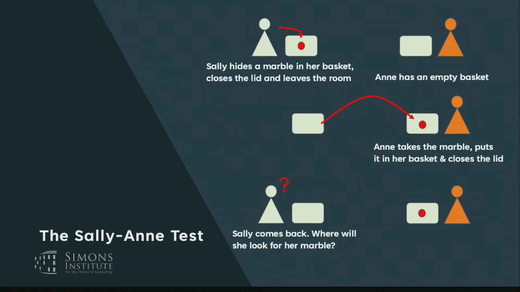But there's a stage in the development of the child where the child will say, actually, I know that the marble is in Anne's basket, but Sally doesn't know that. So Sally will actually look for the marble where she left it. And hence, this shows that the child now has the ability to model not just what's happening in its own mind, but also what's happening in Sally's mind. This ability that has developed in the child is called theory of mind.